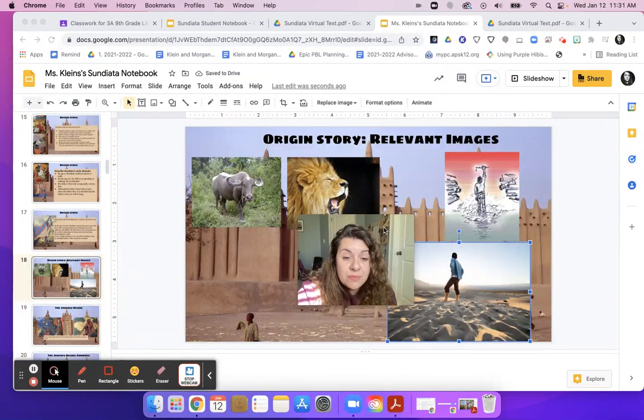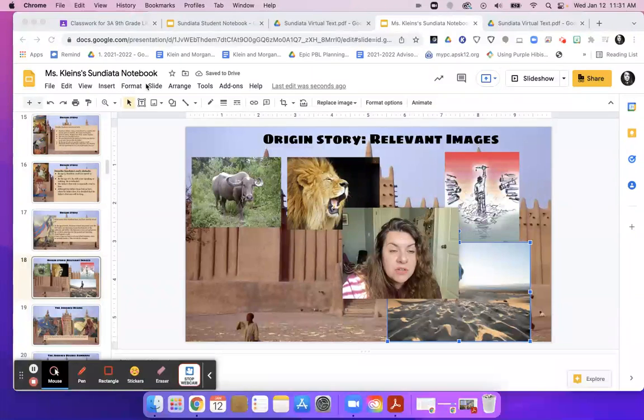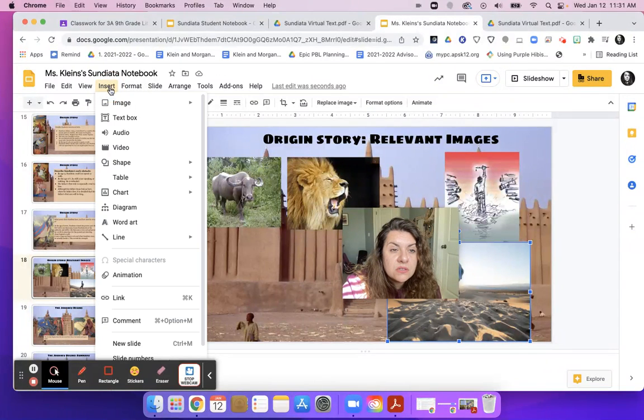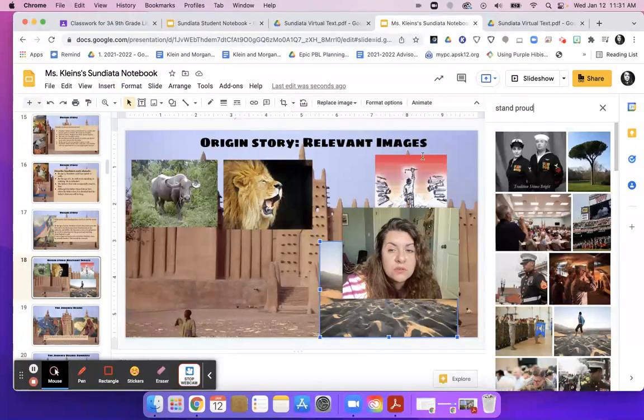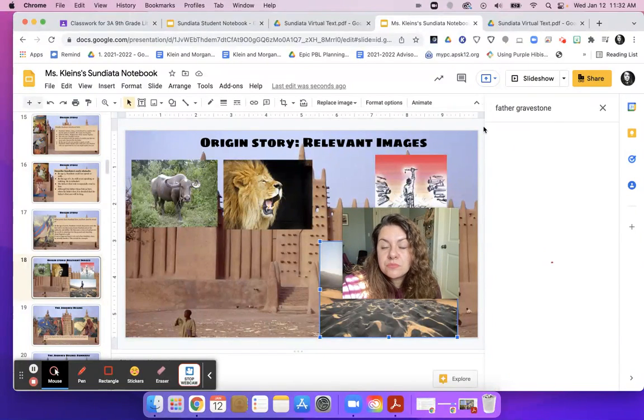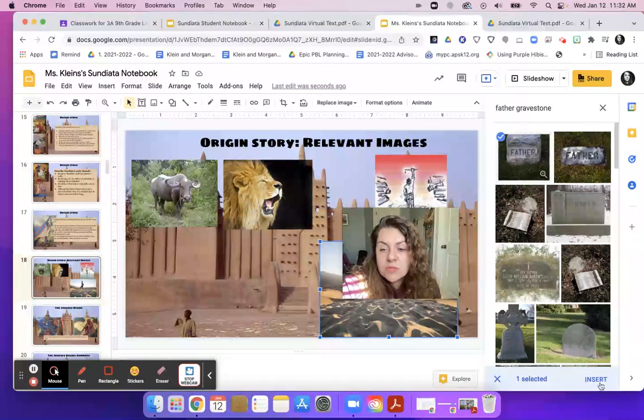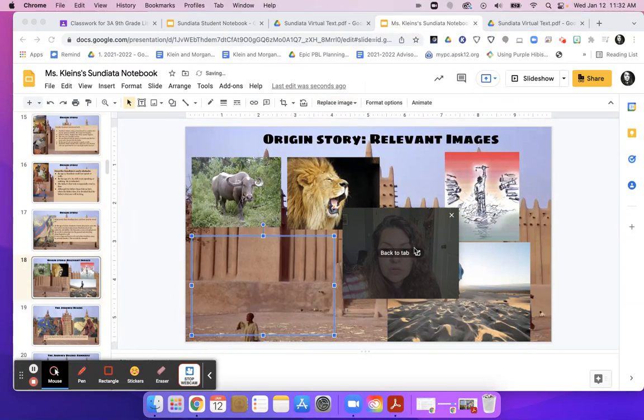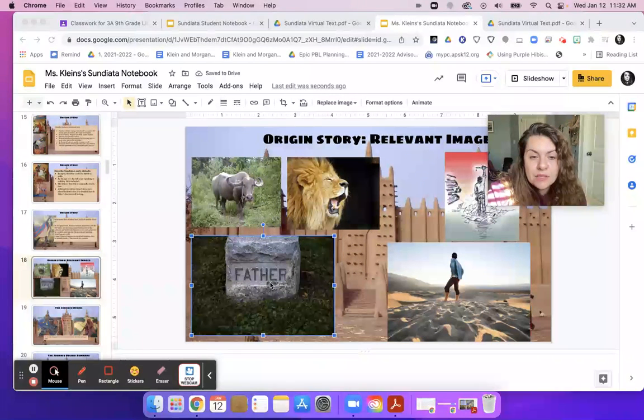We also could put something in to notice that his father dies. So insert image, search the web, father gravestone. So we could put that in there too, just to help us remember what happened in this part of the story.